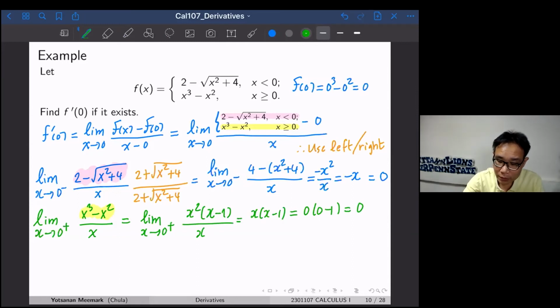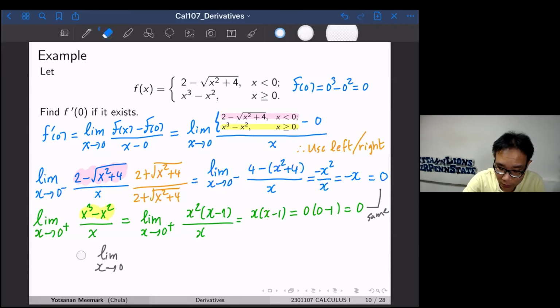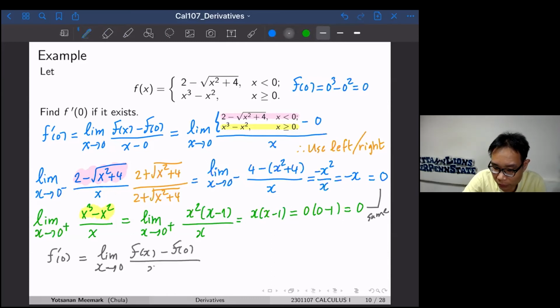So you see that the limit on the left side equals the limit on the right side. So these guys are the same. Okay, so you're gonna be able to conclude that the limit as x goes to 0, which is f prime 0, equals the limit as x goes to 0 of f(x) minus f(0) over x minus 0, equal to 0. Okay, so you'll be able to conclude that this one exists and equals 0.